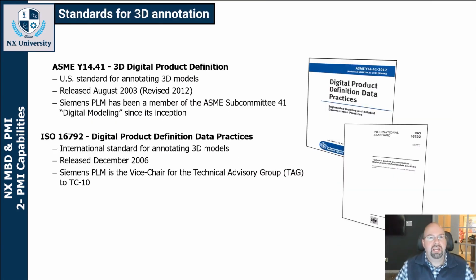Now getting into the standards for our 3D annotation, you can see we have two standards here, one being ASME Y14.41. This is a 3D digital product definition standard for the ASME standard. You can see we also have an ISO standard, and that is the Digital Product Definition Data Practices, and that is ISO 16792. So these two standards are built into the NX product, and you determine what you want the software to check or what standard you want to design your product to. The PMI advisor is going to check that PMI that's applied to the part based upon these standards.